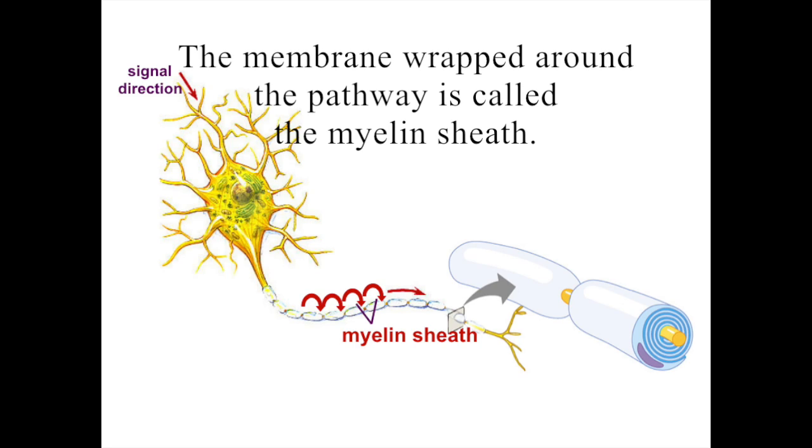The membrane that is wrapped around the pathway is called the myelin sheath. It is composed of lipids and proteins, which is a plasma membrane. The myelin sheath is wrapped around the axon till the end of the neuron, or to the end of the axon.